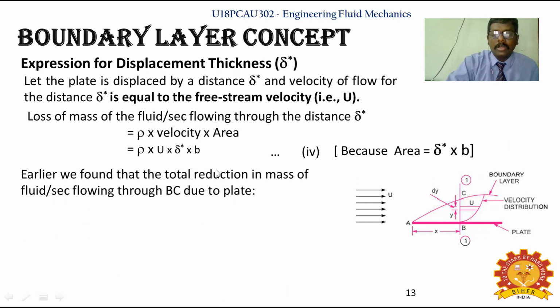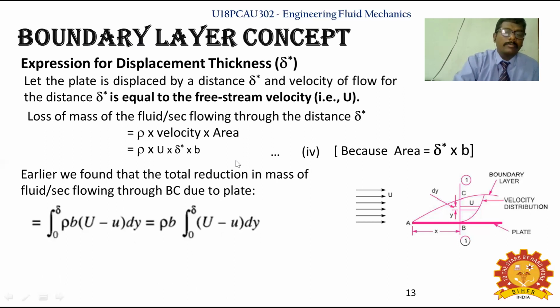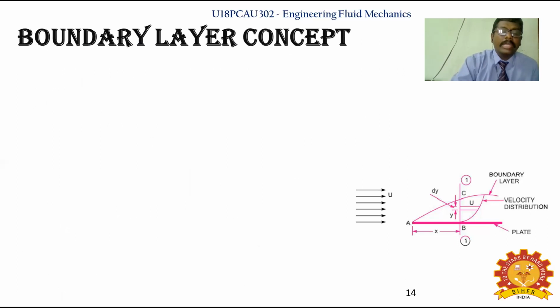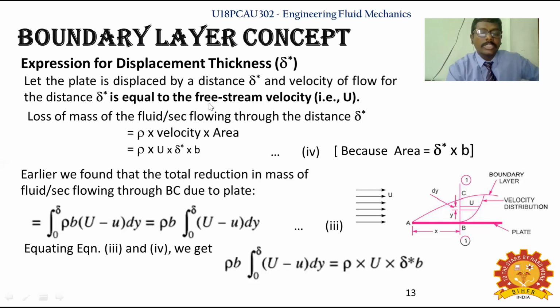And earlier we had found the total reduction in mass of fluid per second flowing through BC. So you are equating that with the previous thing. So rho b into integral of (U minus u) dy will be equated to the displacement thickness expression, rho b U delta star. You are equating equation 3, previously found, with equation 4.